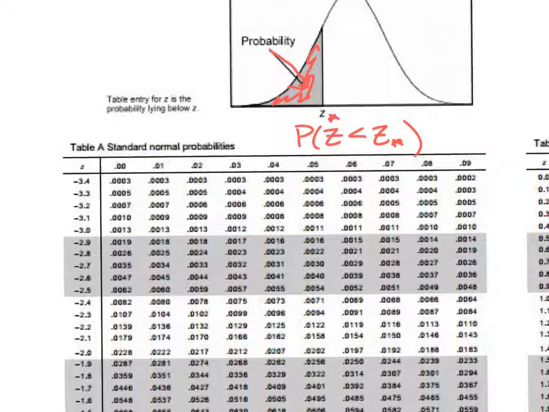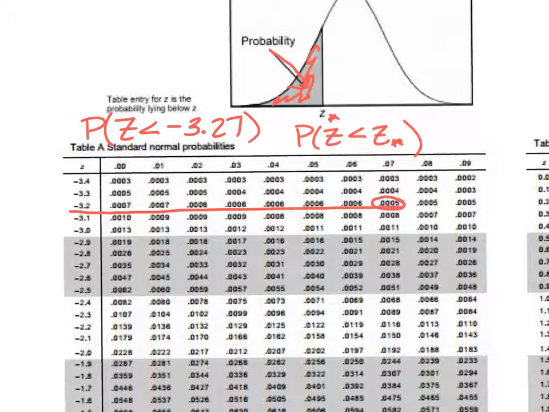So if you have a z-score, let's say we wanted to find the probability that z is less than negative 3.27. So I would go to negative 3.2 and then cut across to the 7. And this right here is the probability of being less than negative 3.27.